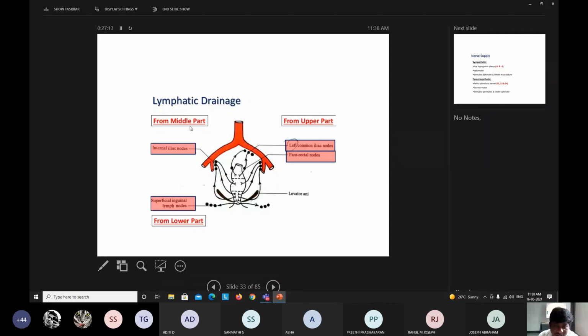Lymphatic drainage, from the upper part they carry to the left common iliac nodes and pararectal nodes. Then from the middle part, on the right side and the left side they carry to the internal iliac nodes, and from the lower part they drain to the superficial inguinal lymph nodes. This is the lymphatic drainage.